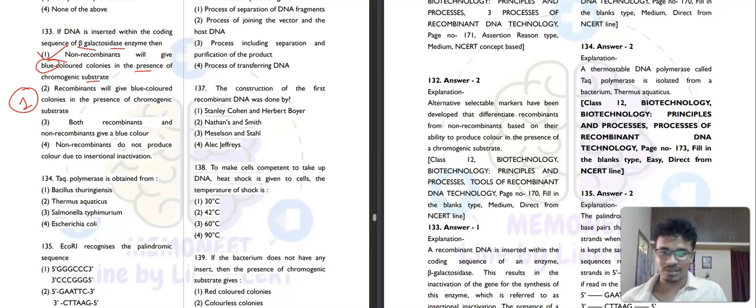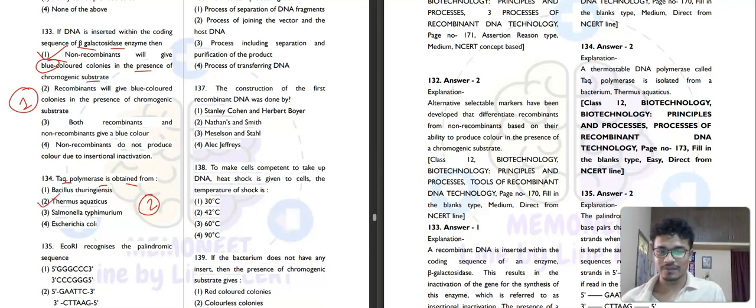Then moving towards the next question, question number 134. It is saying that Taq polymerase is obtained from Bacillus thuringiensis, Thermus aquaticus, Salmonella typhimurium, or Escherichia coli. So it is obtained from Thermus aquaticus. Second option will be our correct answer.